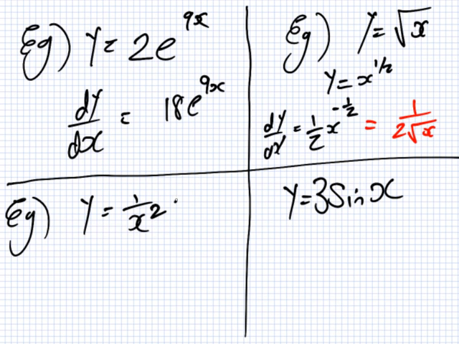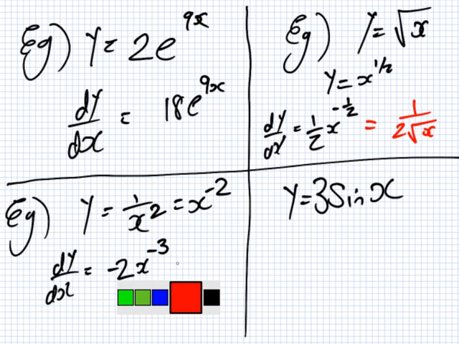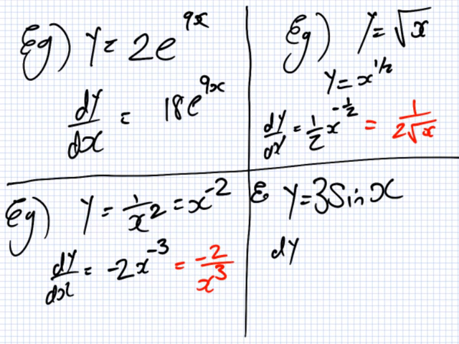Here, this is x power minus 2. So the derivative is minus 2x power minus 3, which would be minus 2 over x cubed. And lastly here, the derivative would be, what? Just 3 cos x. Straightforward?